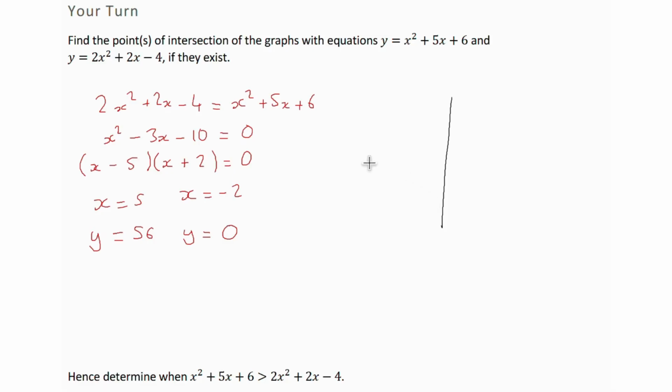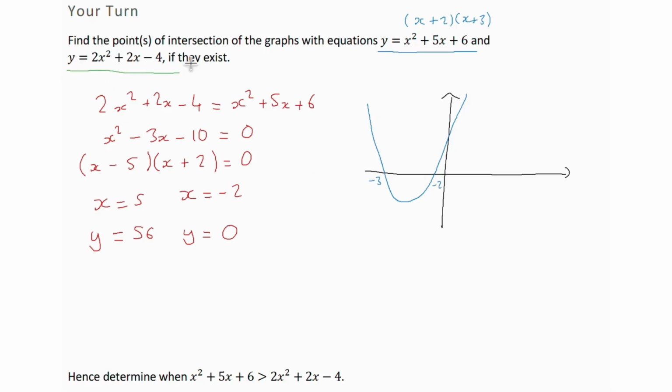So on my axes, I'm going to draw two quadratic functions. First of all, I'm going to draw this one. To draw this, I'm going to factorize it. This is x plus 2, x plus 3, which means it's going to go through at minus 3 and minus 2. So it's going to come up something like this, at minus 3 and minus 2.